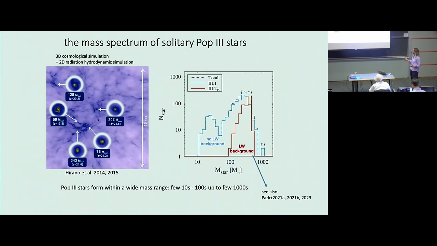It varies between tens to thousands of solar masses, and also by comparing the blue and the red, you see the impact of Lyman-Werner radiation that suppresses H2 cooling, raises the temperature, and so shifts the mass to larger stellar masses because of the larger accretion rate onto these stars.